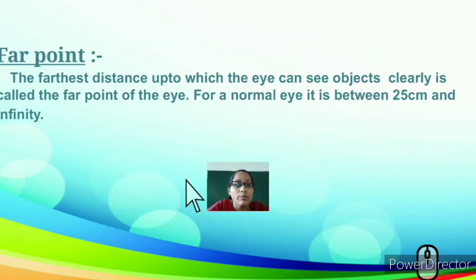Then what is the far point? The far point is the distance up to which I can see objects clearly, far off from the eye. It has been said that the eye, without any adjustment, can see from a distance of 25 centimeters. Beyond that, to infinity, is known as the far point.